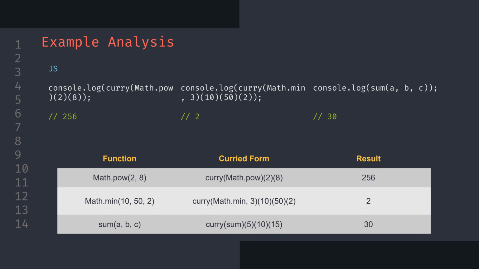This table showcases how currying transforms multi-argument functions into nested single-argument calls. For instance, instead of calling Math.pow(2, 8) directly, we use the curried form curry(Math.pow)(2)(8), which produces the same result, 256.